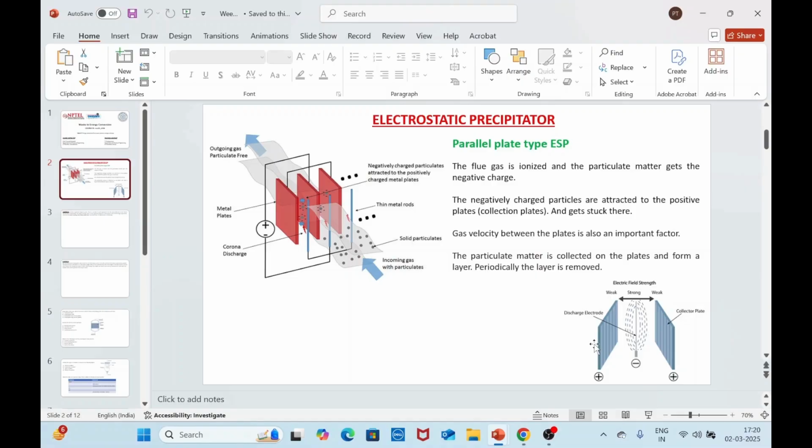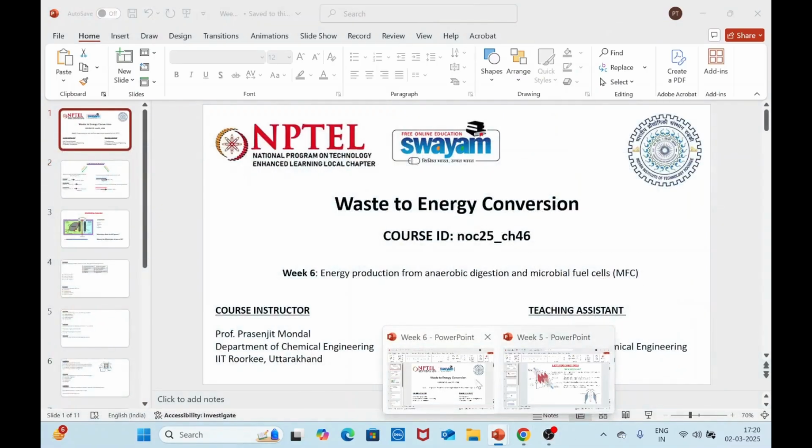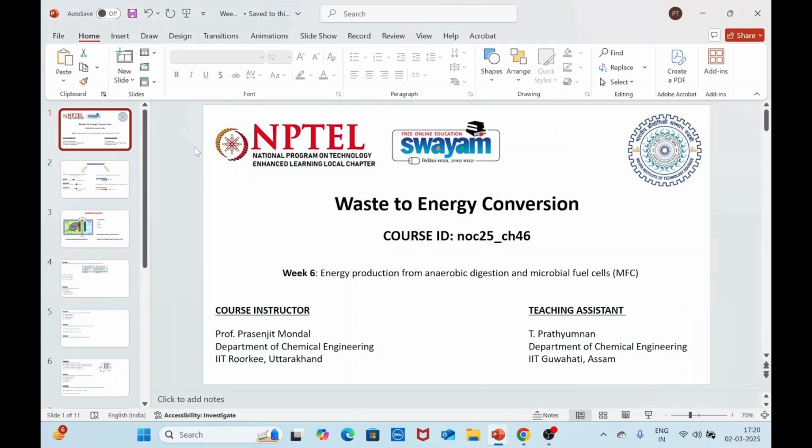So we discussed, I guess, up till there. In that particular week we concluded on the thermal pyrolysis technique, or in general the thermal conversion routes for energy production. So week 6 is where we will be starting our discussion towards energy production from anaerobic digestion, or more specifically, energy production through biological conversion routes.